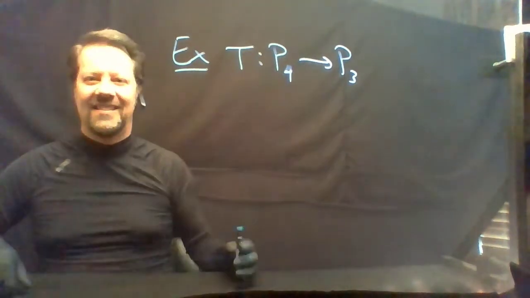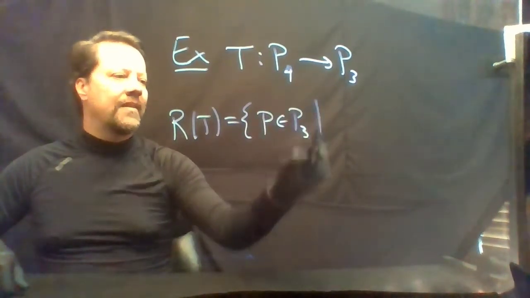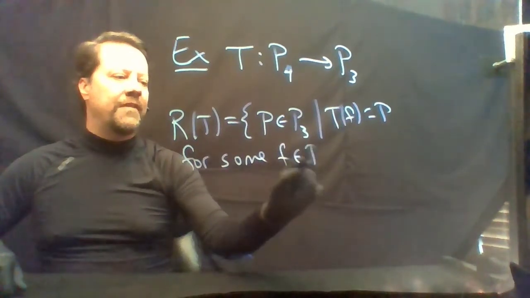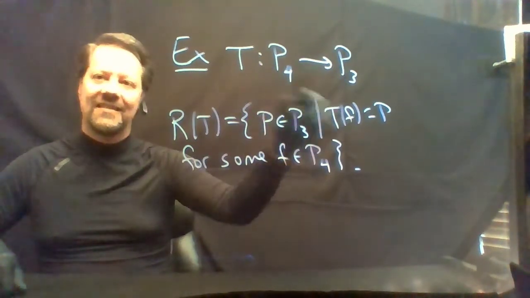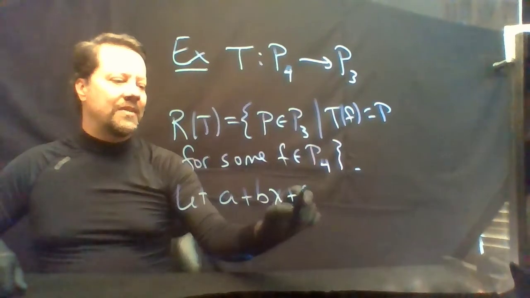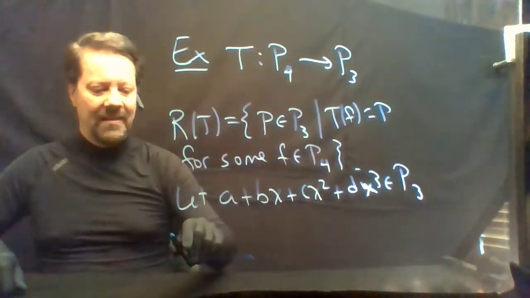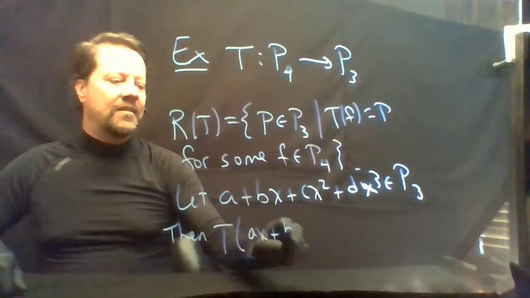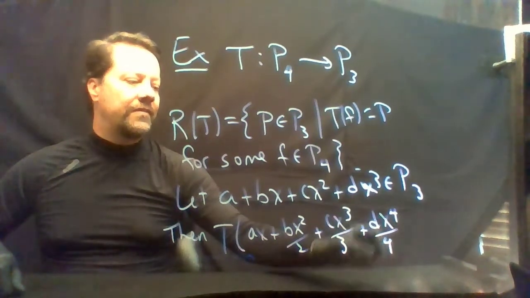Now, let's look at the range. The range is the set of all polynomials in P3 such that T of F equals P for some F in P4. What polynomials in P3 have something that has derivative equal to that for some function in P4? Here's what we'll do. Let a plus bx plus cx squared plus dx cubed be in P3. Then, isn't it true that T of ax plus bx squared over 2 plus cx cubed over 3 plus dx to the 4th over 4 is equal to that?